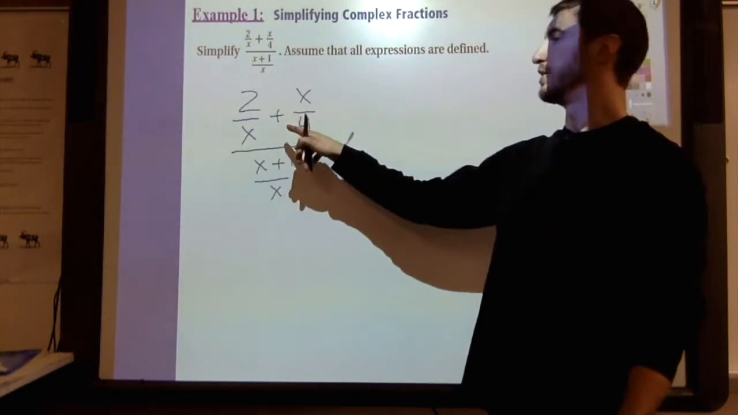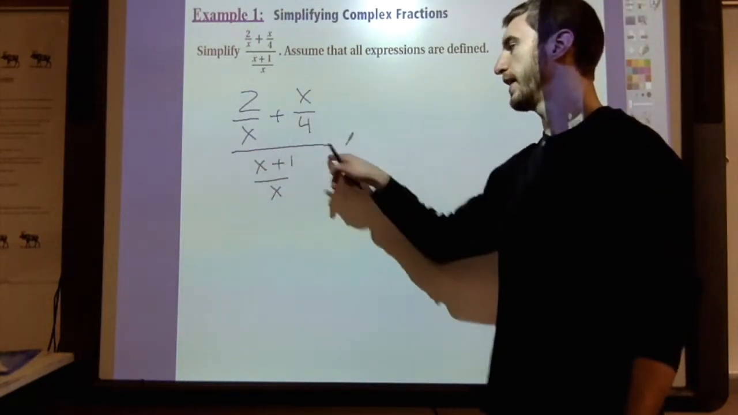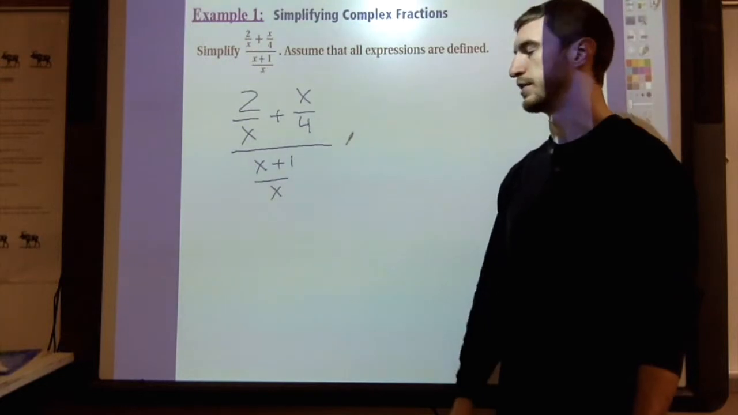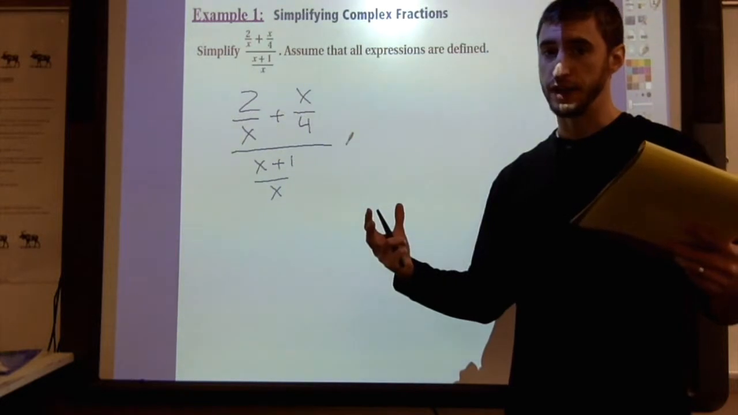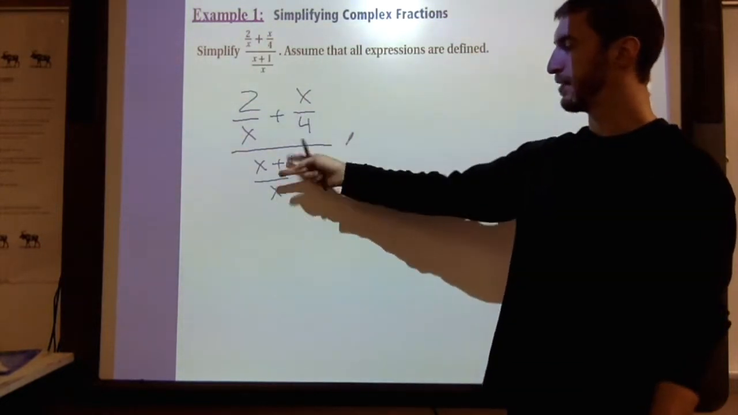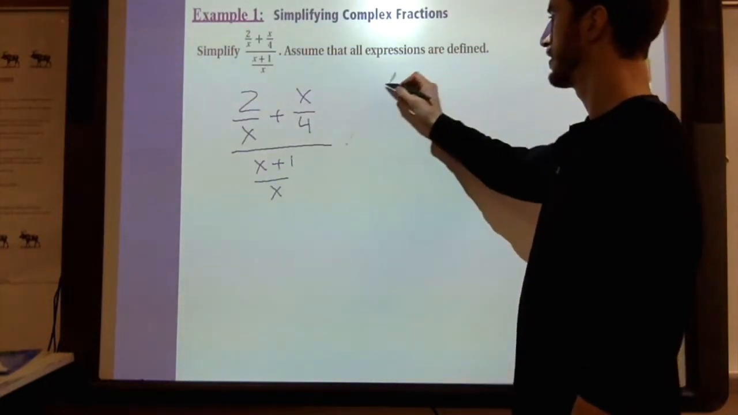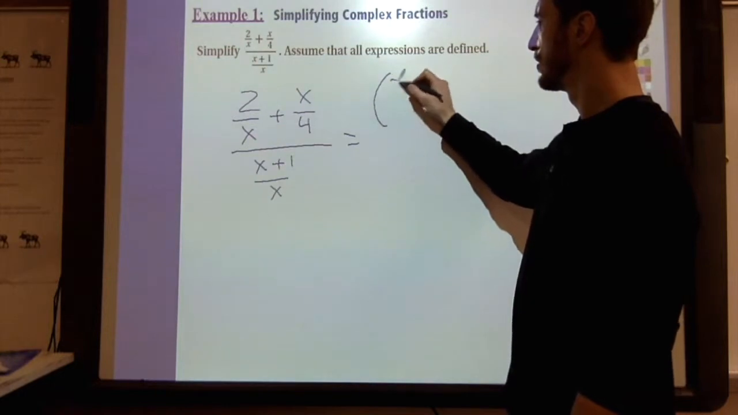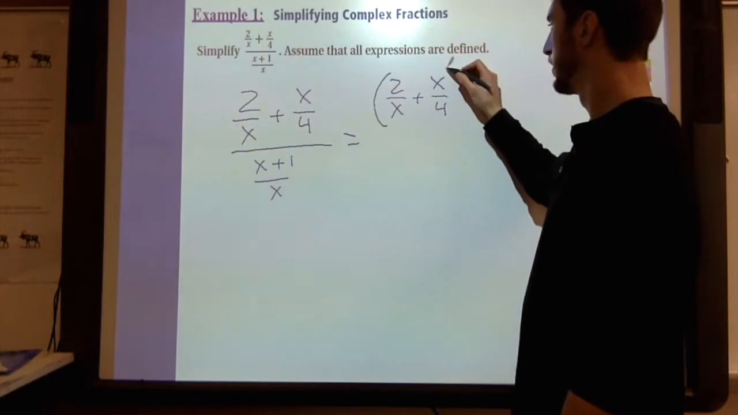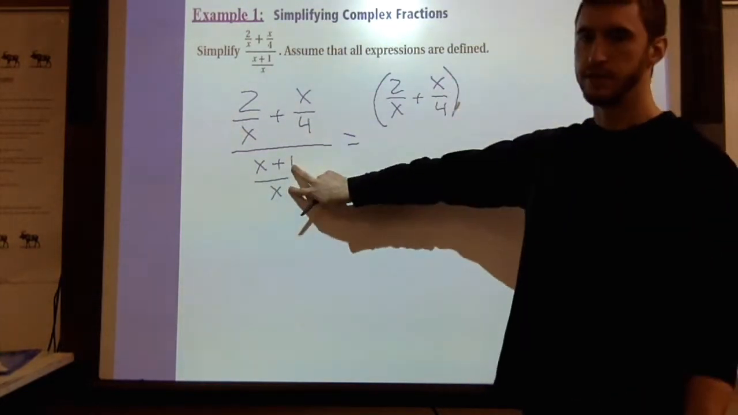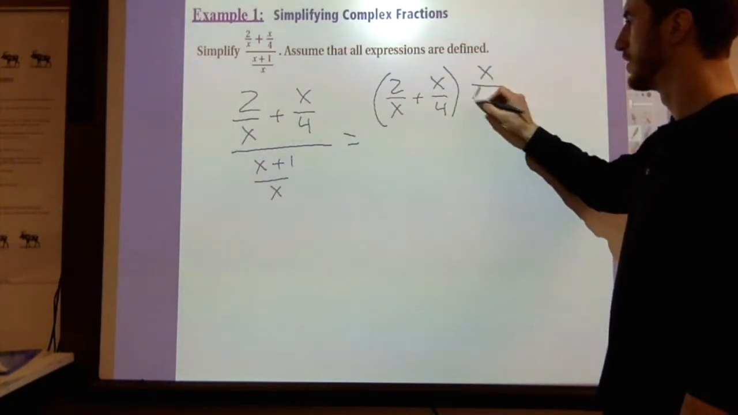So this is what you're looking at. You got 2 over x plus x over 4, and that's your numerator, and then all of that over x plus 1 over x. So do you remember that when you divide fractions, all you have to do is flip the denominator and then multiply them. So that's what I'm going to do. I'm going to rewrite this as 2 over x plus x over 4 times the reciprocal of this denominator. So that's x over x plus 1.